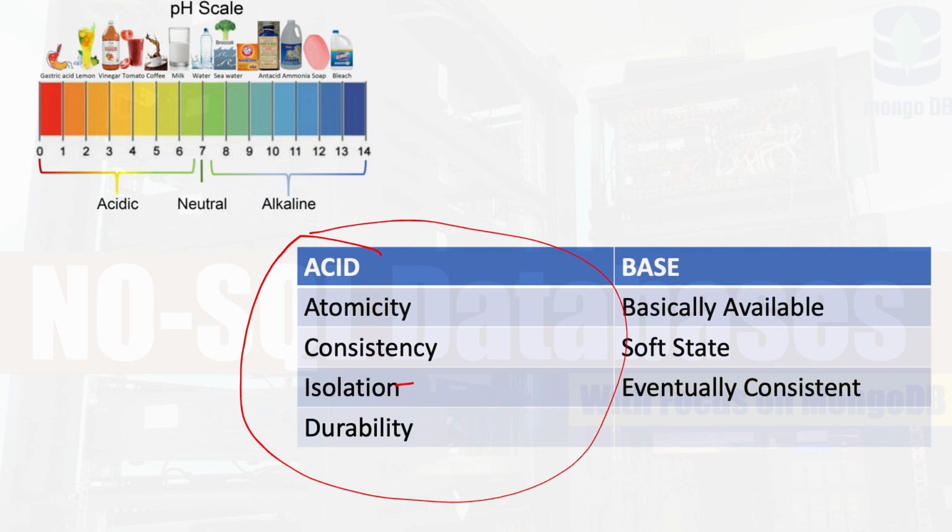Durability. So durability ensures that the data that is once committed will remain permanent and will survive any subsequent failures which are there in the system. So these are the properties of a relational database.